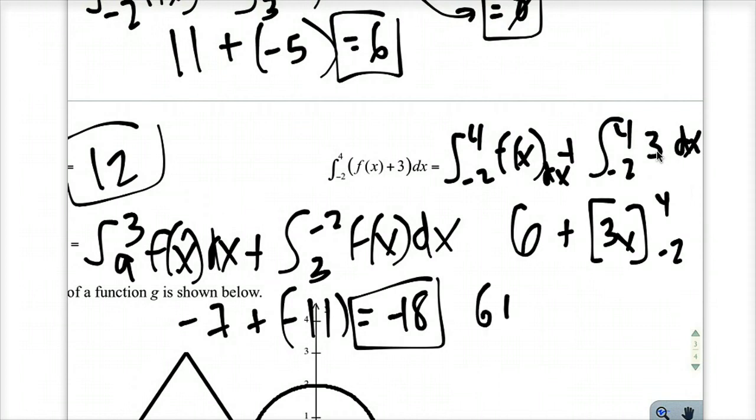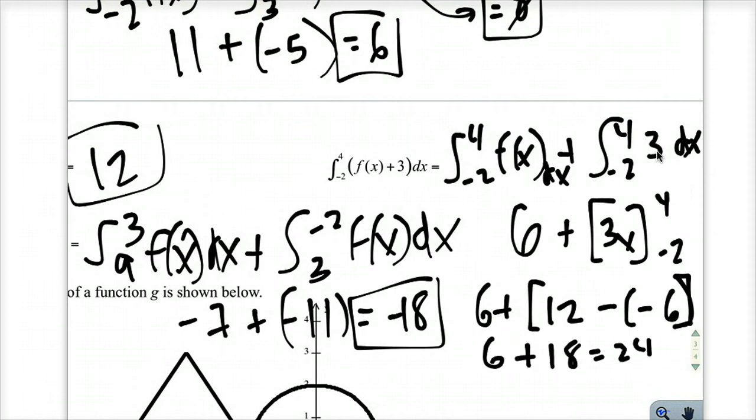So 6 plus, if I plug in 4, I get 12. And if I plug in negative 2, I get negative 6. So what I did was plug in 4, plug in negative 2, and get the numbers. If I add these two, I get 18, and the answer is going to be 24.